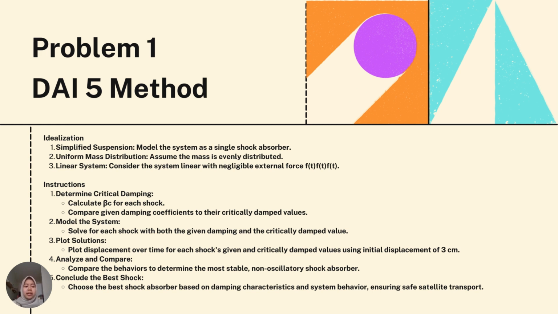The second step is to model the system. Third is to plot the solution. Fourth is to analyze and compare. And the last is to conclude the best shock: after we model, plot, and analyze, we can conclude the best shock for the military needs.